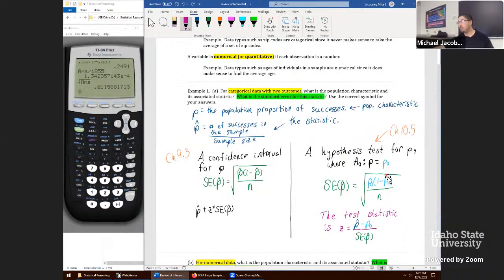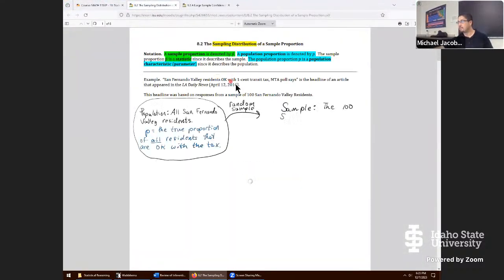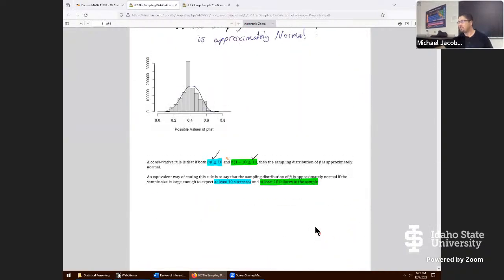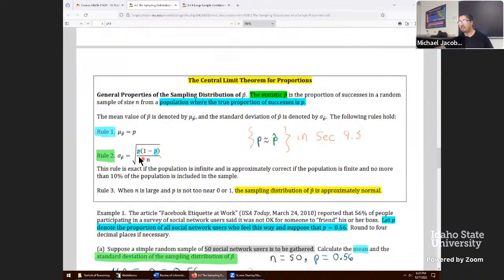What's kind of remarkable, and this only happens for categorical data, is that if you change the null hypothesis here, then the standard error also changes. And the whole reason for that, to address maybe the meat of the question, is the central limit theorem for categorical data involved P right here.